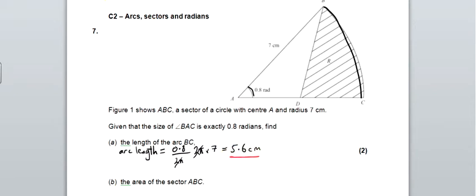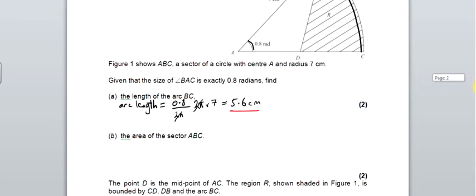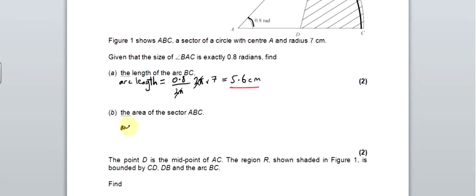That was pretty straightforward. You just have to remember it's a fraction of a circle. Now the area. Well, same thing really. It's a fraction of a circle, so it's 0.8 out of 2 pi. Only this time it's a fraction of the area, so it's a fraction of pi r squared, so pi times 7 squared, and you can see the pi's will cancel, and if you pop that into your calculator you'll get 19.6, and this is square centimetres. So nice straightforward bit of maths there.